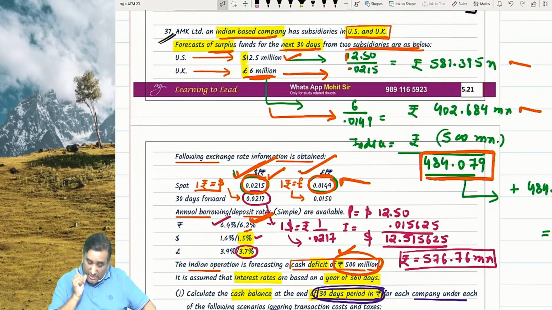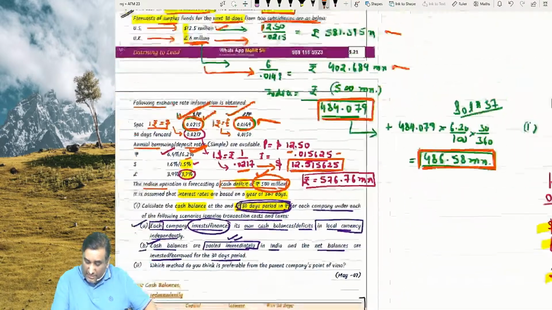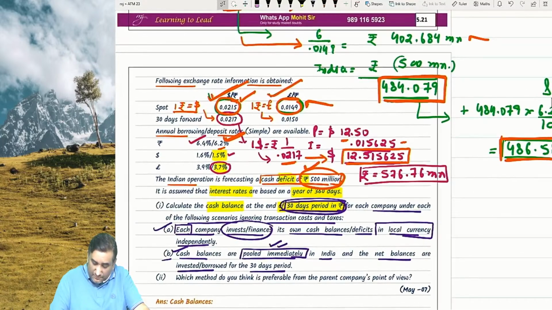Second is after 30 days. So after 30 days you apply the 0.0217 rate. No, first you calculate the dollar equivalent. The dollar equivalent will come, I think, $12.5 plus interest on the dollar, I think, which is 12.515625. And when you use the 30-day forward rate, you will get some number, 576 point. This is the dollar. Similarly, do the pound also.